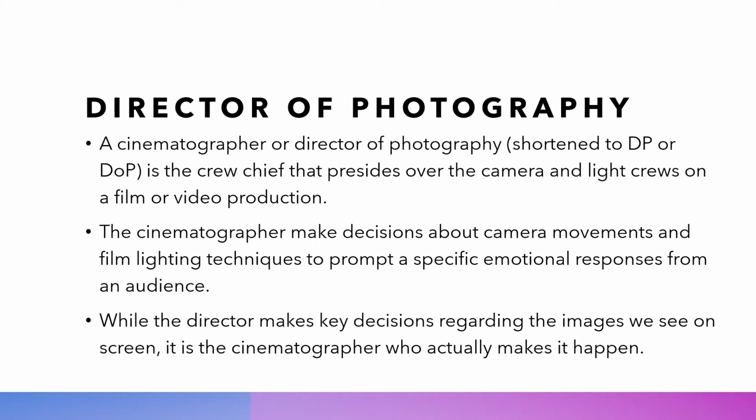The cinematographer, or director of photography, is the crew chief that presides over the camera and light crews in a film or video production. The cinematographer makes decisions about camera movements and film lighting techniques to prompt a specific emotional response from the audience. While the director makes key decisions regarding the images we see on screen, it is the cinematographer who actually makes it happen.